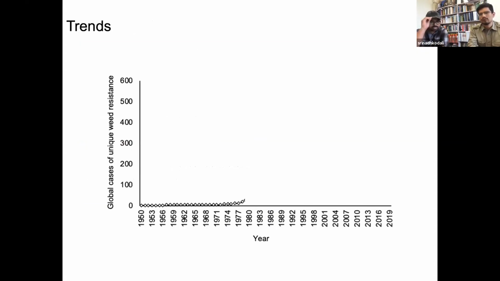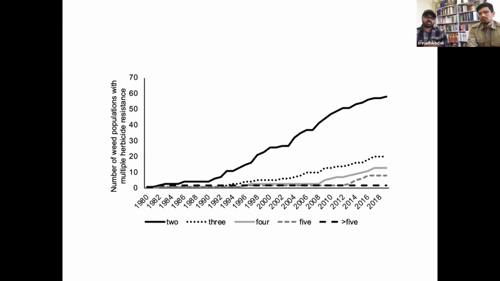This graph represents the number of unique global weed resistant cases. If you look at the graph, there have been very few or no cases from 1950 till the 1970s or early 1980s. But from there on, there has been a sustained increase in the global weed resistant cases. This graph also shows the number of weed populations that are resistant to multiple herbicides, which is if a weed species is resistant to two or more herbicides.